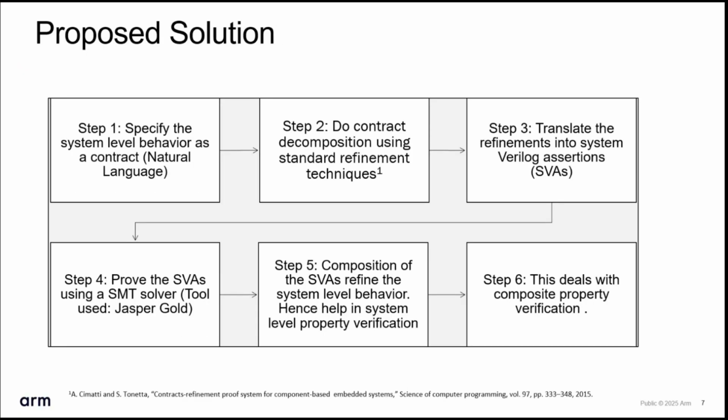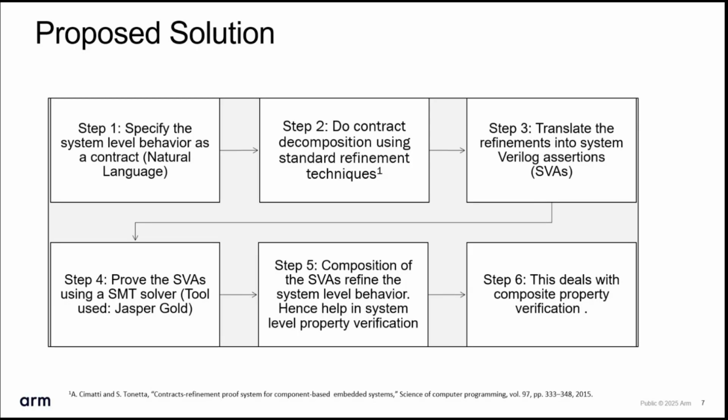Based on these concepts, the solution is proposed. First of all, we specify the system level behavior as a contract, which is just a natural language statement. This natural language statement consists of two things: one is assumptions and second is guarantees. Once we have specified the system level behavior, the next thing is we need to trim it down, we need to decompose it.